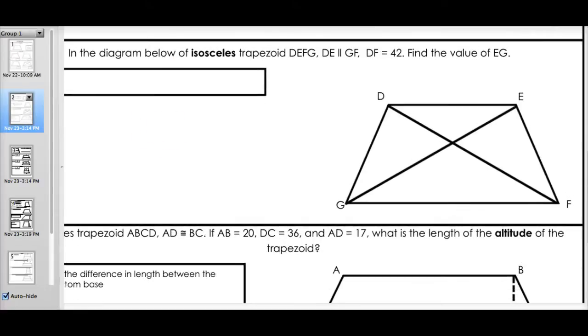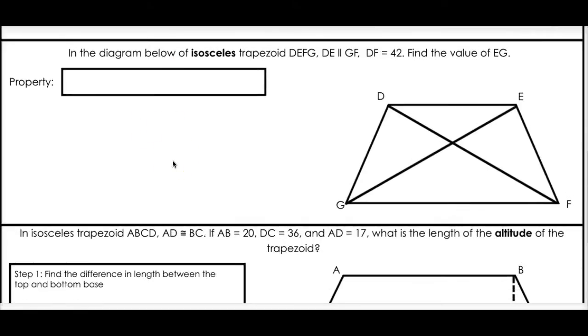For our third problem, in the diagram below of isosceles trapezoid DEFG, DE is parallel to GF, and DF, which is right over here, is equal to 42. Now we want to know what is the value of EG. What is this length?